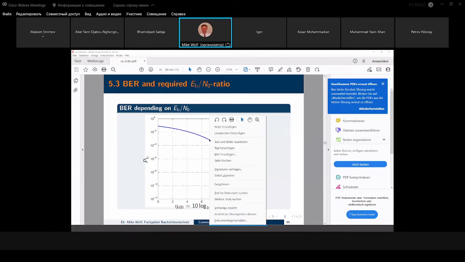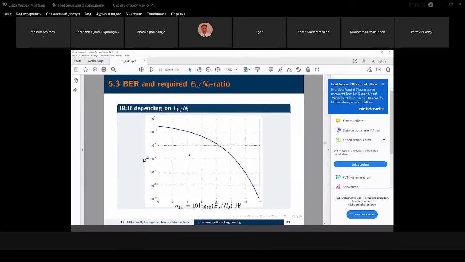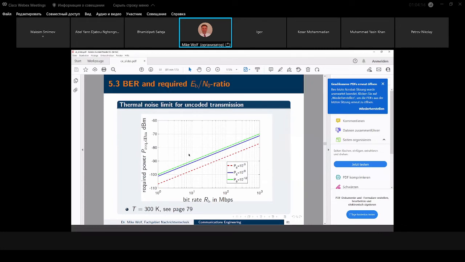Now look, switch to the next slide. This is the required power on this Y scale. Here I used a desired bit error probability of 10^-3. Then you find this with forward error correction, of course. In this case, statistically, 1 of 1,000 bits would be in error.